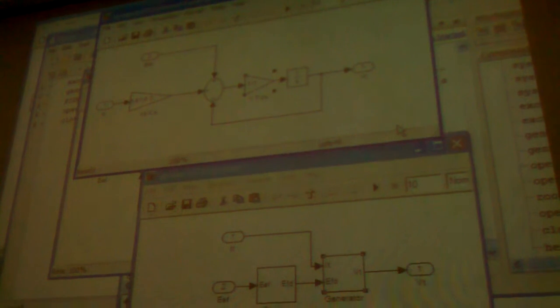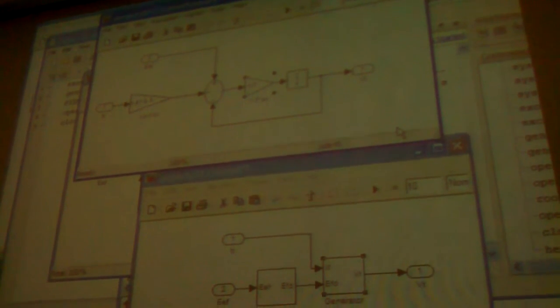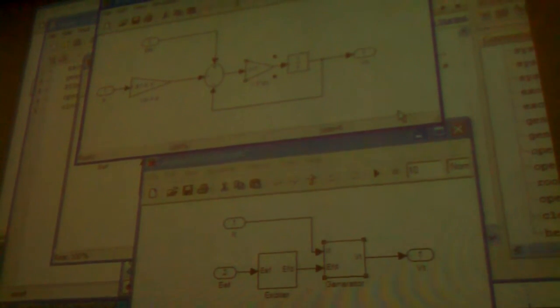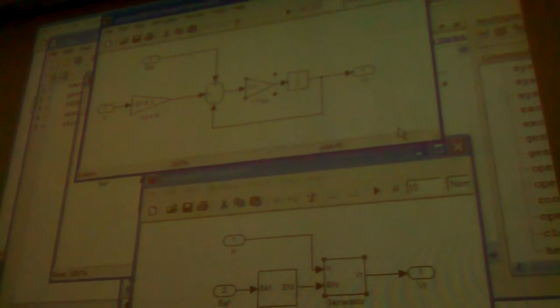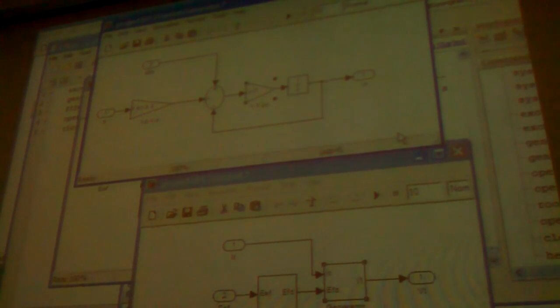I have 15 minutes. So now, did anybody not get the PID now? Which team? You guys have the PID? You got it?